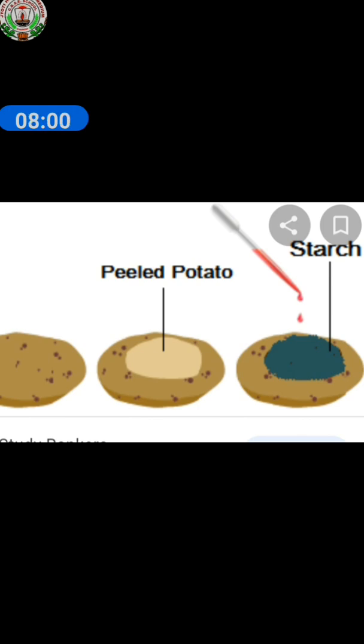Now the starch test. Many different food groups contain a carbohydrate known as starch. Using an iodine solution, you can test for the presence of starch. With the help of iodine only, we can find the presence of starch. When starch is present, the iodine changes from brown to blue-black or purple. So, by the change in color, we know starch is present.